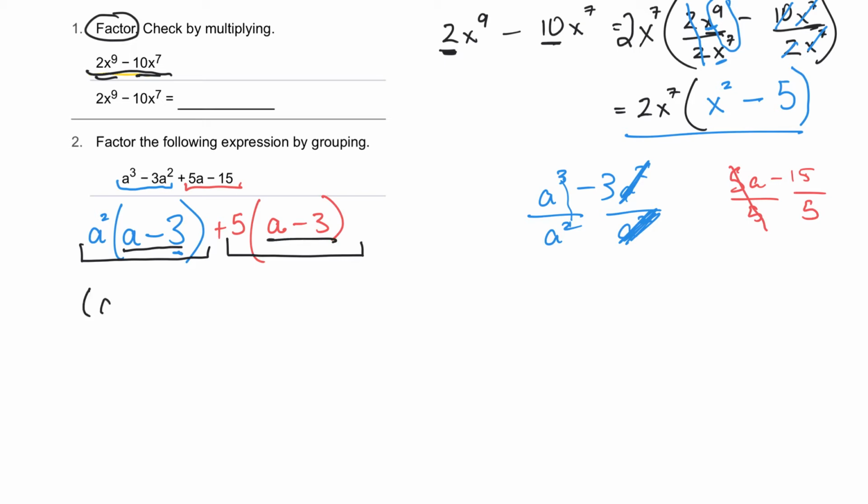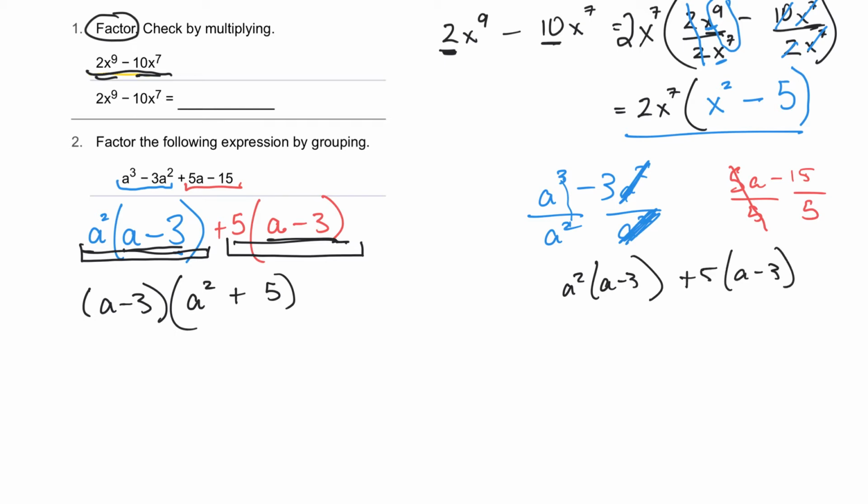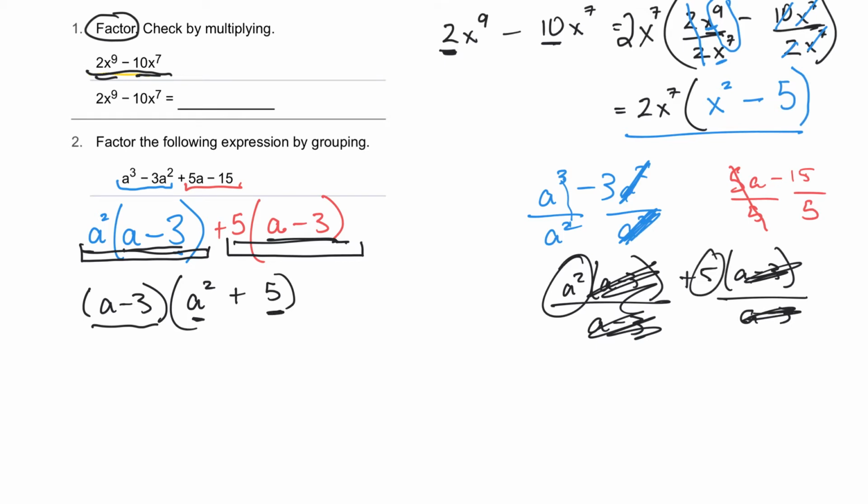So I can pull an a minus 3 out front, and if I divide this term and this term by a minus 3, I'm going to be left with a squared plus 5. Again, if you wanted to, over here, this is my first term, and here's my second term, and I'm dividing them both by a minus 3, because that's what I took out. So this one cancels, left with a squared right there. These cancel, left with a 5. And that's the end. So that would be a factored form of that.